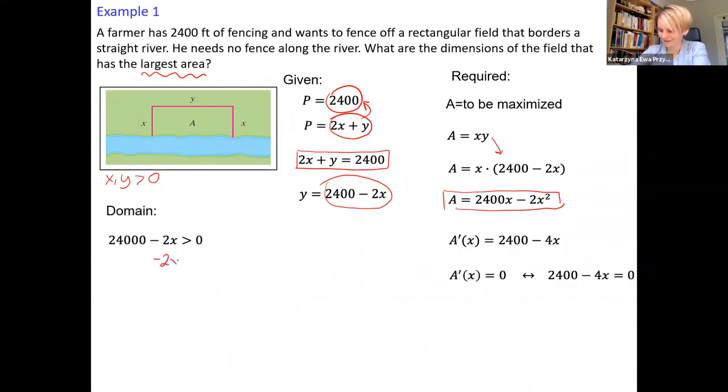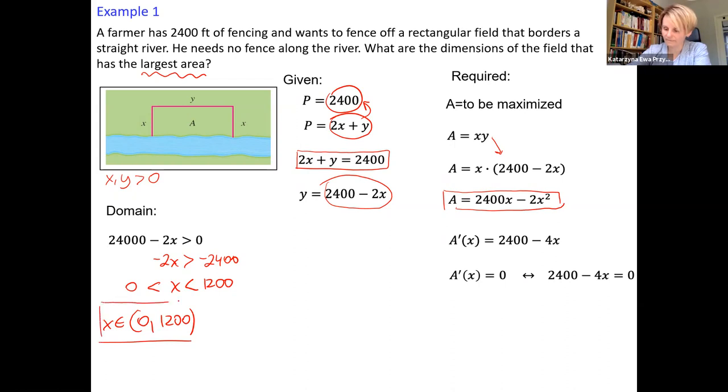That's interesting. I did remove my writing, and I didn't type. Okay. X is, of course, positive. Domain is between 0 and 1200. That's the X values, because we cannot have negative Y.